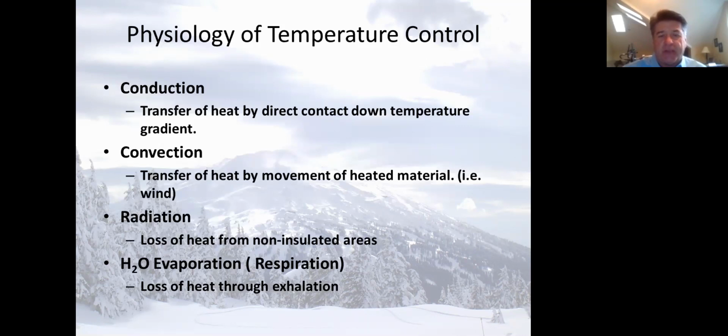Convection is the transfer of heat by movement of heated material, such as wind. Radiation is the heat that you give off, the loss of heat from non-insulated areas. When you take off your hat in the wintertime, you'll see steam coming off the top of your head. And then last is evaporation or respiration, and that's the loss of heat through exhalation. So if you're walking up a mountain or stuck in the snow and you're trying to get out, you're going to burn up a significant amount of heat by respiration because you're going to breathe faster.